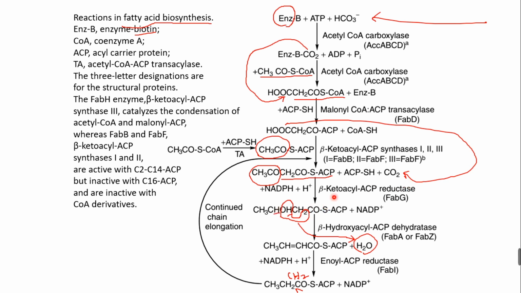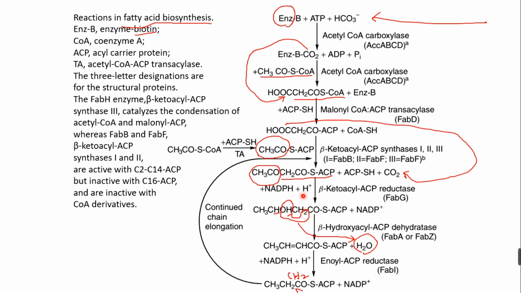And the next one is beta-ketoacyl ACP reductase. This is reduction. Reduction means it requires NADPH. I already explained this at the time of the HMP shunt pathway. The major function of the HMP shunt pathway is production of ribose and production of NADPH. So this is the key role, that NADPH is involved in fatty acid synthesis.